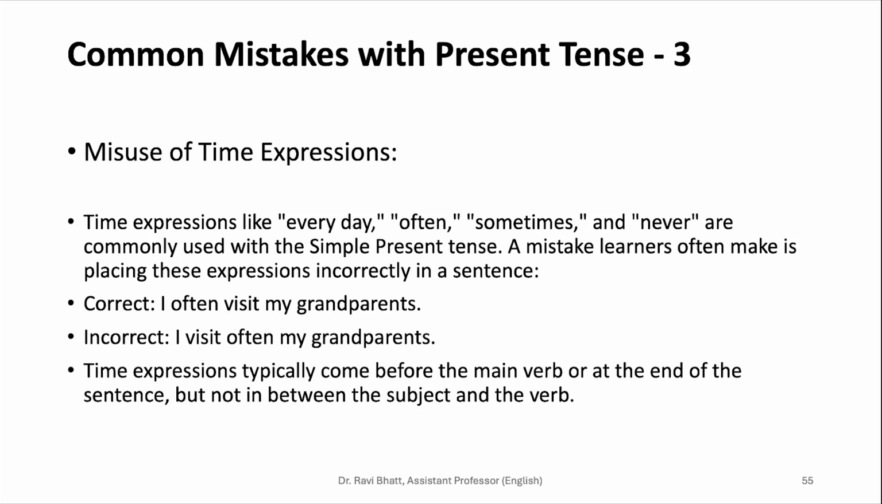However, they can even come at the end of the sentence, but the more grammatically acceptable form is that the time expression comes before the main verb, and you would never use them between the subject and the verb, like saying I visit often my grandparents. The other person might understand what you say, but it would be grammatically incorrect.